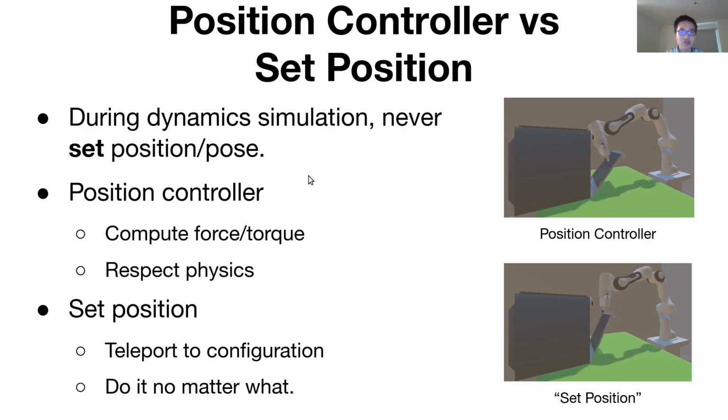Here we illustrated these two types of position signal on the right. So for a position controller, the robot will collide with the environment normally. But when we are setting position, this robot will just be teleported into the door, which is not realistic. During dynamic simulation, we should in general never set the position or pose of the objects, unless we're just doing some sort of initialization.